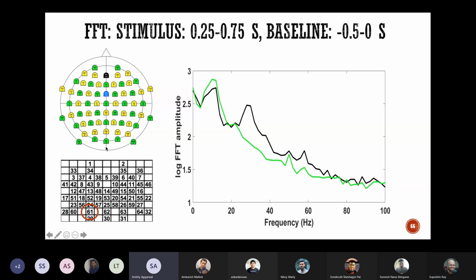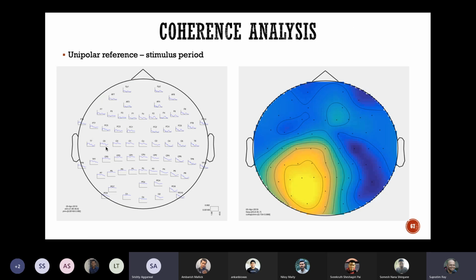Oh, they are very near. Is it so? So why should it be high if it's very near? Nearby electrodes do have a high coherence. They are just giving you similar signals. They pick up the similar signals. That's right. So this is called volume conduction.